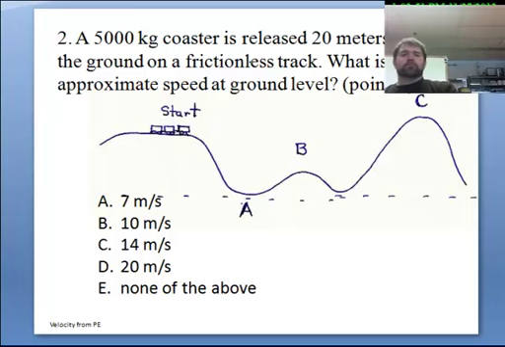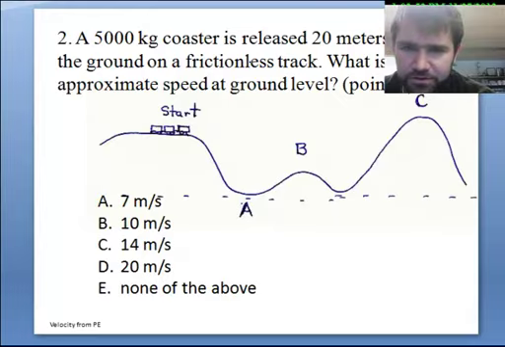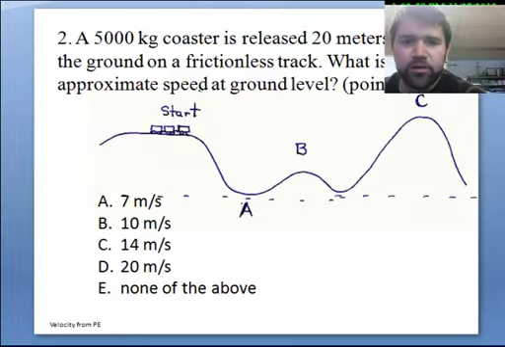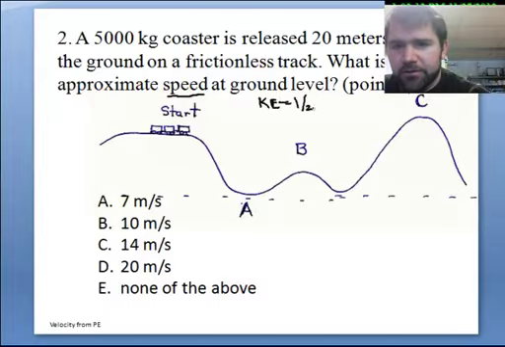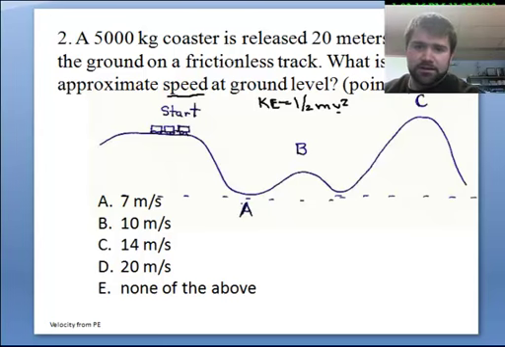So, first problem. A 5,000 kilogram coaster is released 20 meters above the ground on a frictionless track. What is the approximate speed at ground level? Okay, so they asked for the speed. And the only way I know to calculate speed is with my kinetic energy equation. Kinetic energy is equal to 1/2 the mass times the velocity squared. But they didn't give me a velocity.